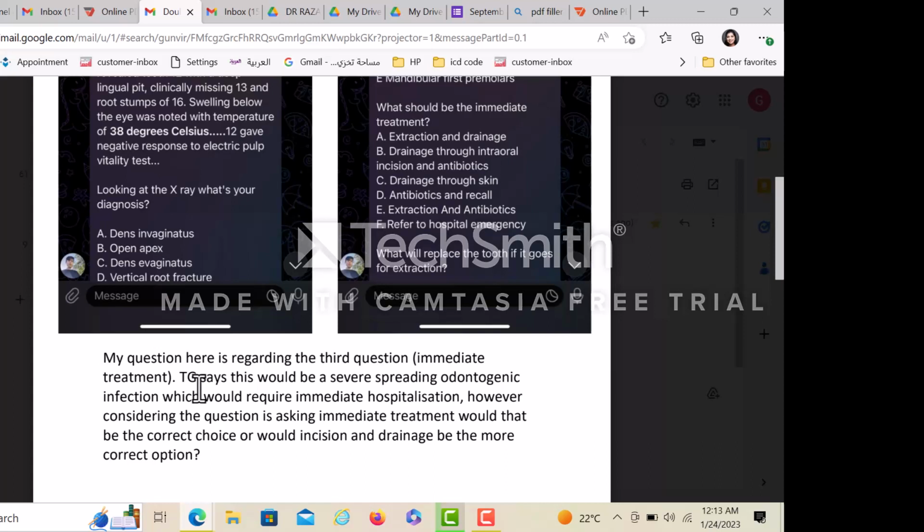Now, forget it's dens invaginatus or something. Maybe it was another tooth, for example, a 45. It had caries and a swelling came, which was like in the submandibular space. You're not going to refer this to a hospital.